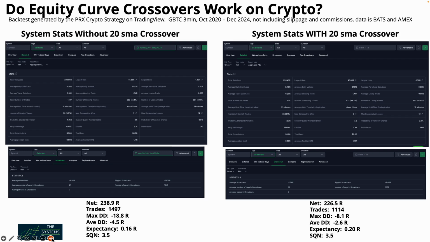And on the left, we have system stats without a 20-period equity curve crossover. And on the right, we have system stats with a 20-period simple moving average crossover. Now, there's a lot of data on the screen. Let's jump to the bottom line down here on the left for the system stats without the 20 SMA crossover. So here's some important numbers.